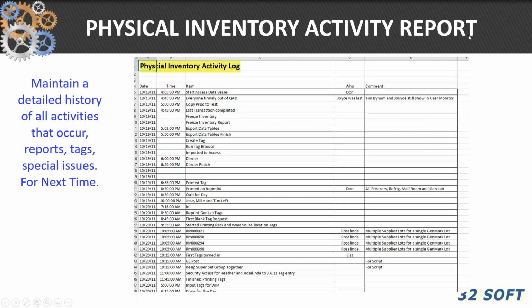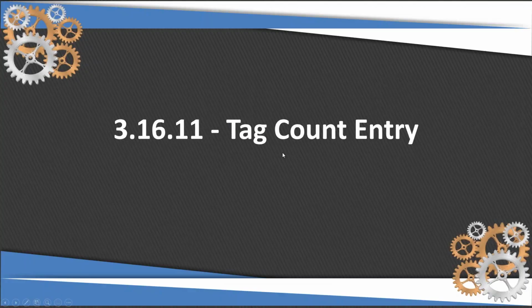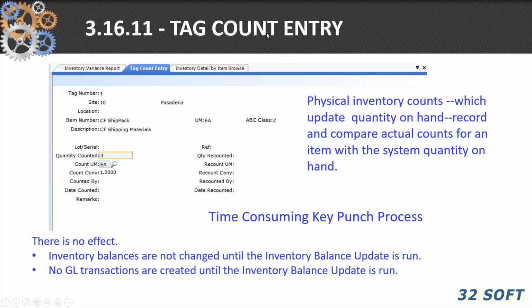I have always used a physical inventory activity report. Just maintain a history of everything that occurred, when you started, when you printed tags, so that next time, if you've got any issues, you'll understand what you did last time. Always document it. Then you do your tag entry process.